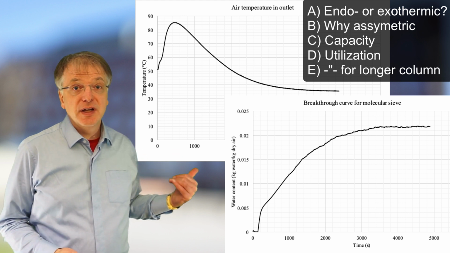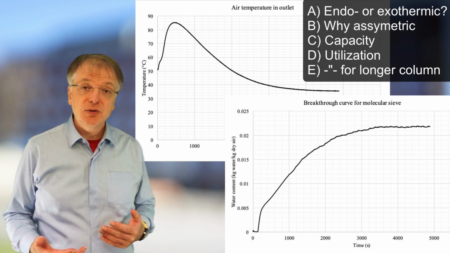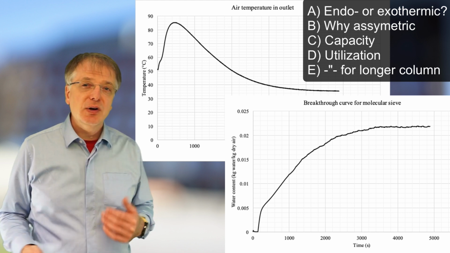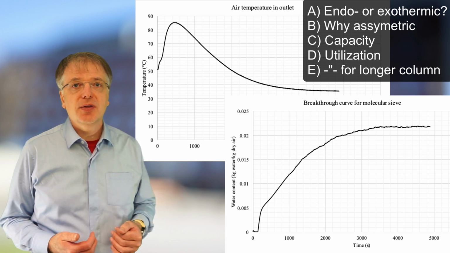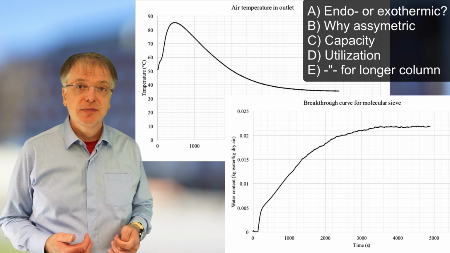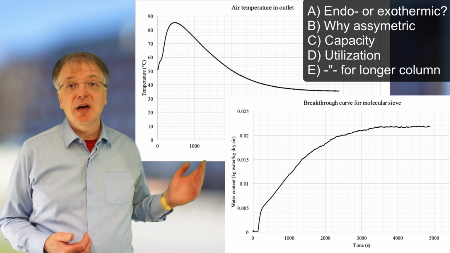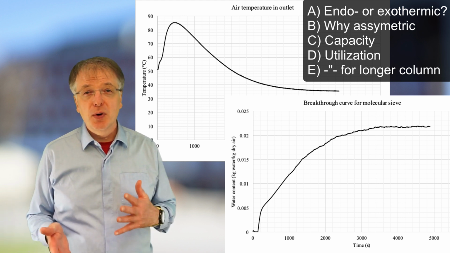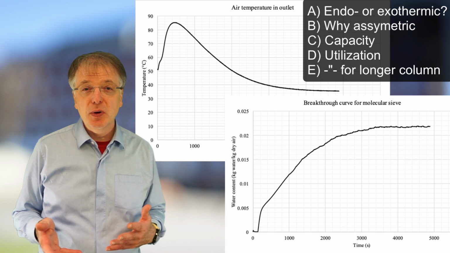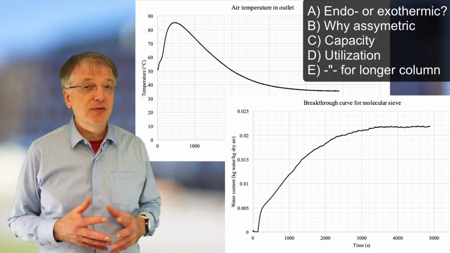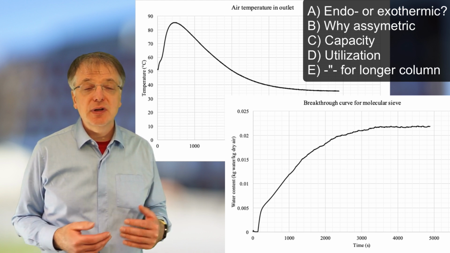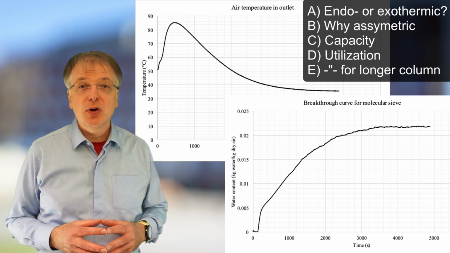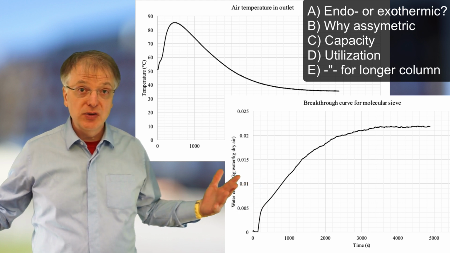A. Does the experimental data here imply that the adsorption is exothermic or endothermic? B. Continue your line of argument and explain why the breakthrough curve is asymmetric. C. How much water can be adsorbed in the column? D. If the breakpoint is chosen when the moisture is 0.05 kg of water per kilogram of dry air, what will the degree of utilization be? E. What will the degree of utilization be for a column twice as long, assuming constant pattern, etc.?